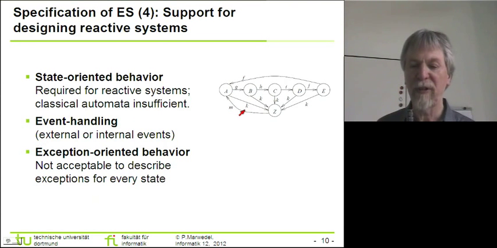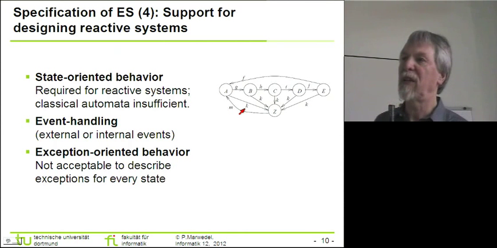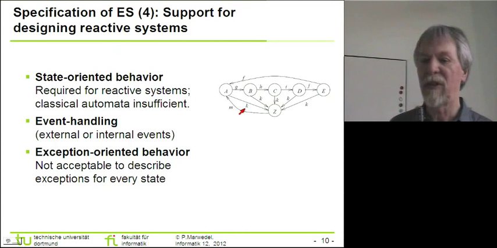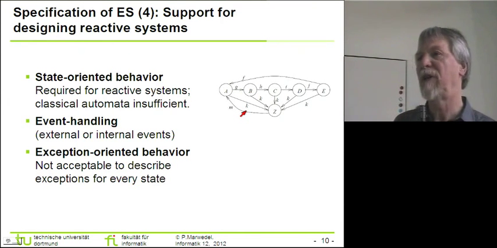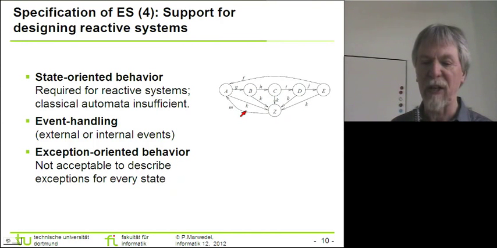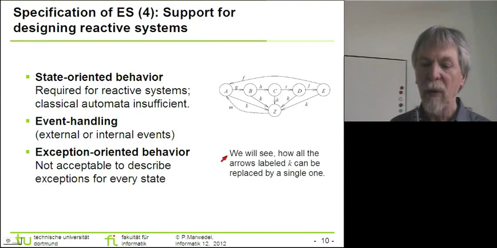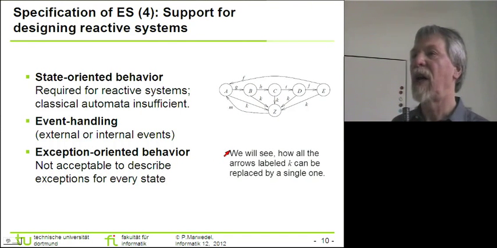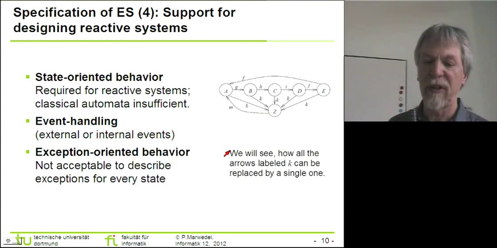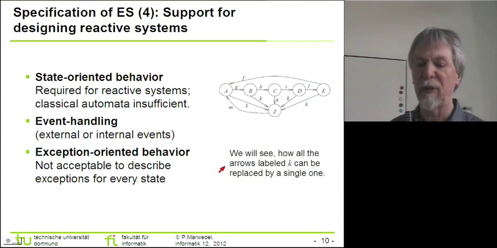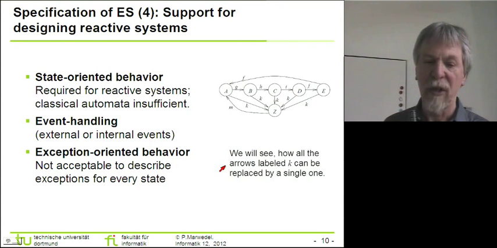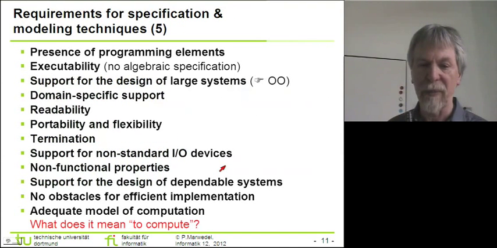So for example, in this little diagram, this event K could correspond to an exception. And we see already that the way that we have to specify this exception is pretty inconvenient, because we have to put this label to quite a number of edges. We will see a little later on how we can replace all these labels by a single one if we have an appropriate extension of our techniques for modeling automata.